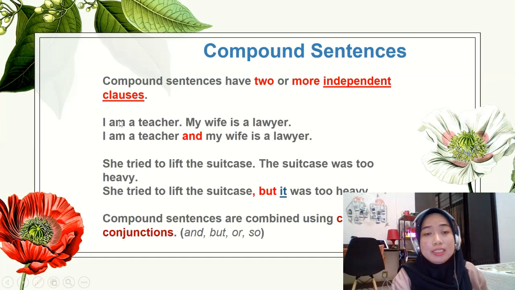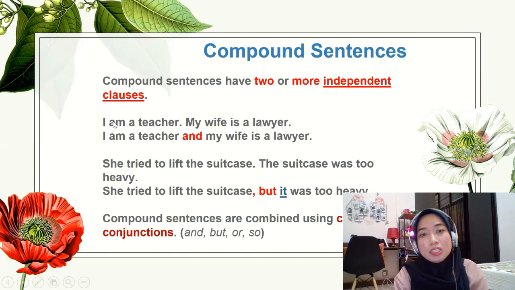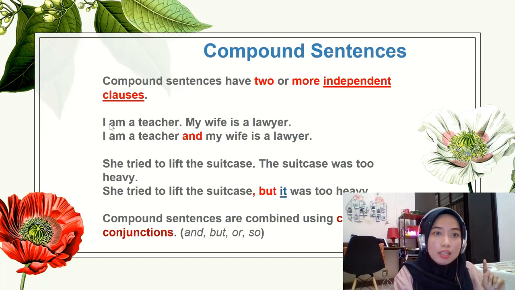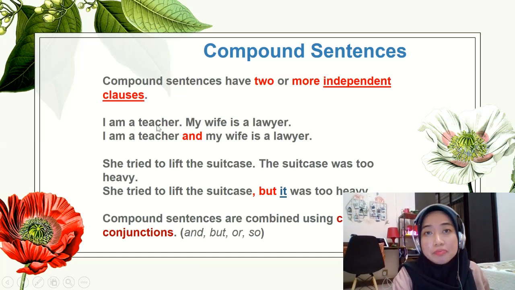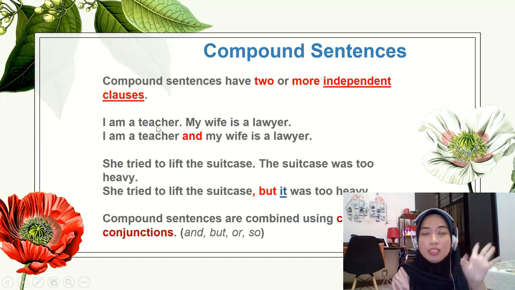We have two sentences here. We have "I am a teacher." "My wife is a lawyer." So, "I am a teacher." Is that an independent clause? Let's try and break it down. Where is the subject? "I." Where is the verb? "Am." Where is the idea of it? "A teacher." Good. So this is an independent clause.